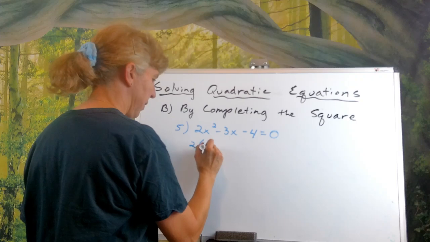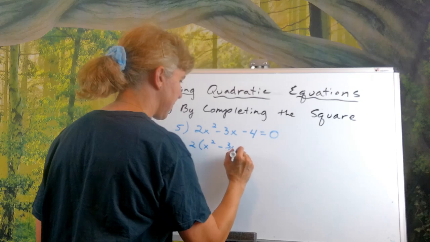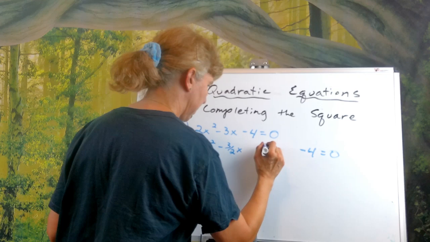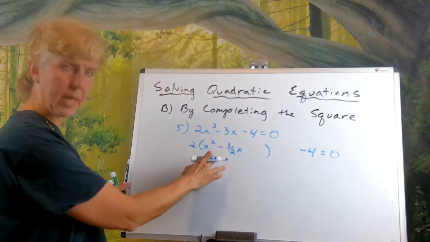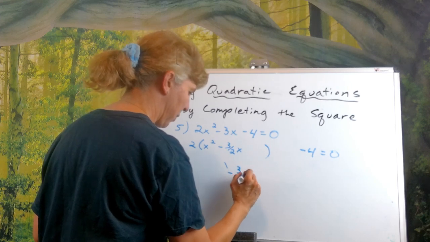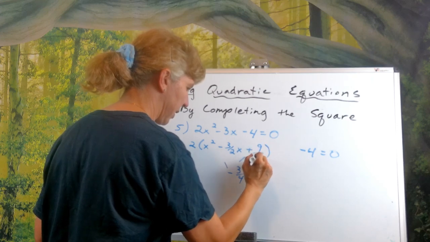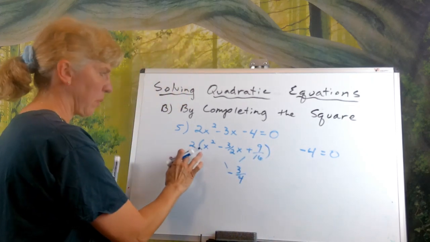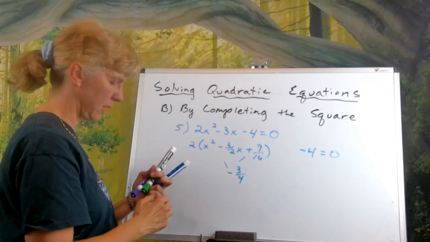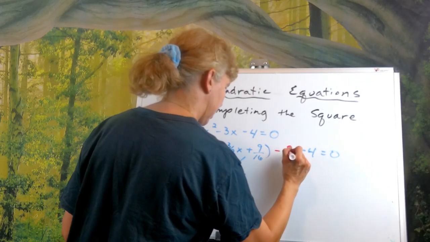So if I pull out the 2 as my GCF, I get minus 3 halves x. I'm going to move my minus 4 over here to keep it out of the way. All right. So I'm going to half my 3 halves. That'll be 3/4 and square it, plus 9/16. All right. But remember, I didn't add 9/16. I've now added 2 times 9/16, which is 9/8. So I'm going to subtract off 9/8.